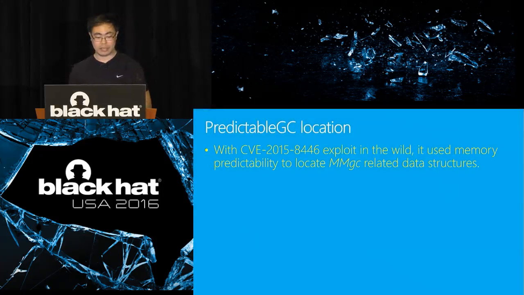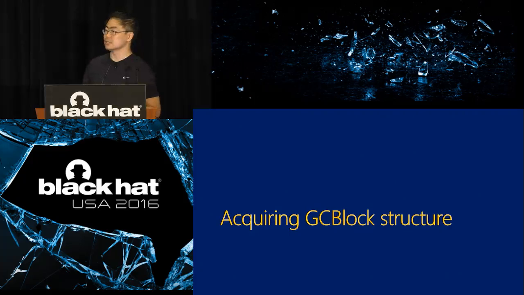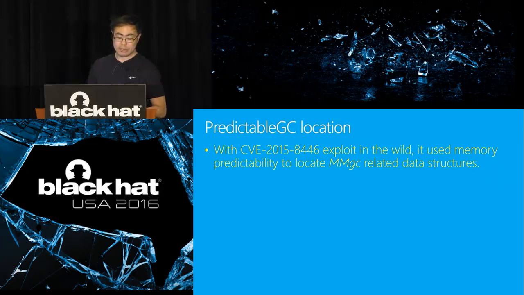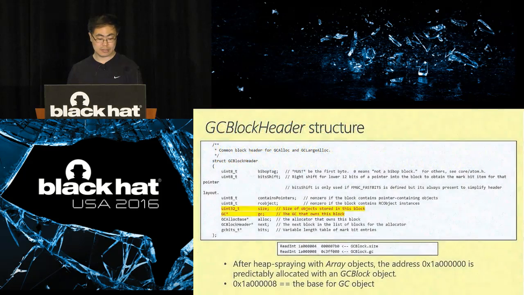The next technique that we observed was acquiring the GC block structure. The CVE-2015-A446 exploit in the wild used memory predictability to locate Mmgc related data structures. This is one problem with the Mmgc, because for this technique to work, it didn't spray that many objects. Just a few megabytes of spraying made some Mmgc related internal objects land at very specific memory addresses.